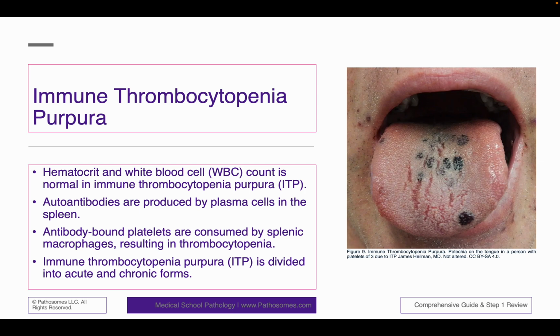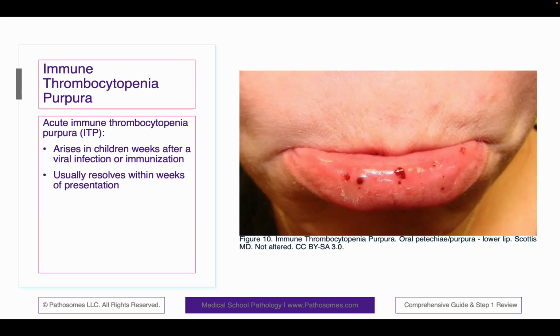Immune thrombocytopenia purpura is divided into two forms, which are acute and chronic, right? So you have your acute form and your chronic form. This image to the right here shows petechiae on your patient's tongue. This image shows petechiae on your patient's oral mucosa.